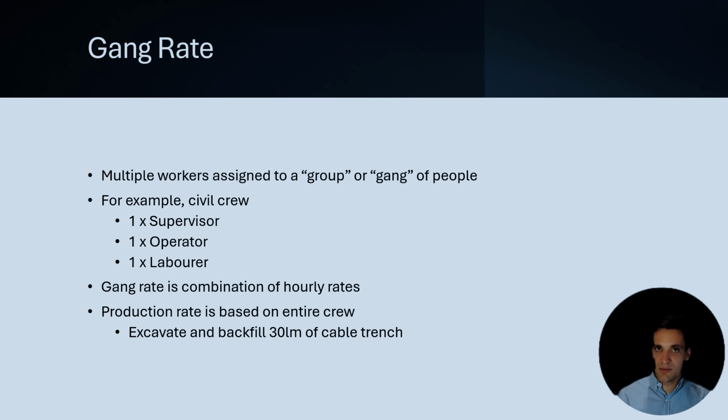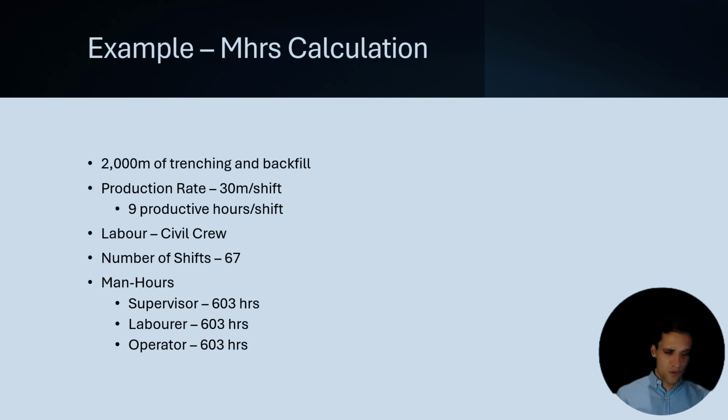Electricians might work in teams of 2, terminating cables. It really just depends on the nature of the activity. So when you hear the term gang rate, it's basically an hourly rate that's built up for a team of individuals. Then all the man hours are allocated to the team rather than just looking at the production rate as an individual. Let's work through a really, really simple example to show you what I'm talking about.